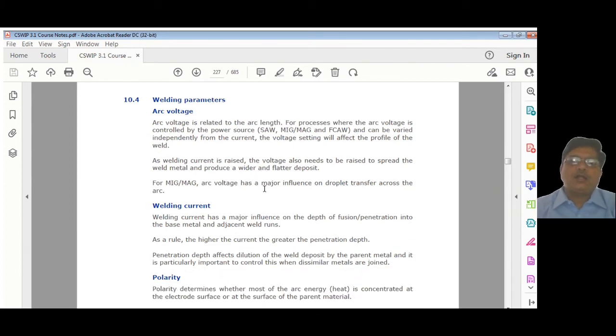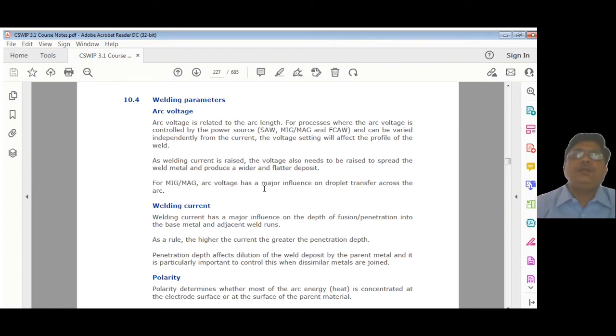Then let's see arc voltage. Arc voltage is related to arc length. For processes where the arc voltage is controlled by the power source, such as SAW, MIG-MAG and FCW, it can be varied independently from the current. Voltage setting will affect the profile of the weld. As welding current is raised, voltage also needs to be raised to spread the weld metal and produce a wider and flatter deposit. So you will see many times you adjust the current and the voltage will take care of itself because both are related. For MIG-MAG, arc voltage has a major influence on droplet transfer across the arc.